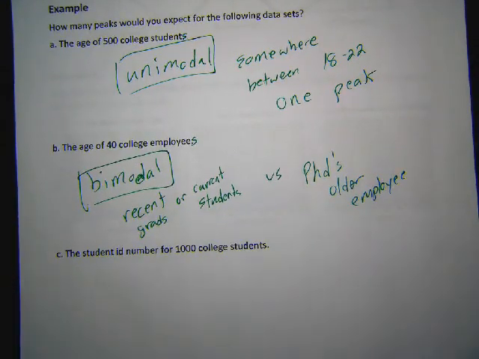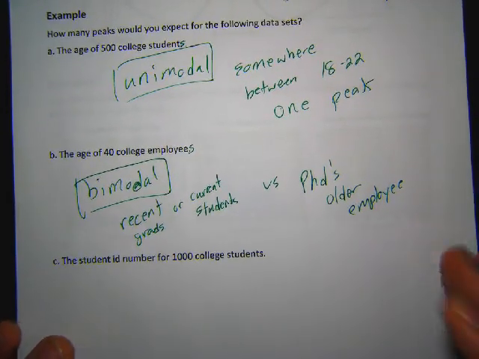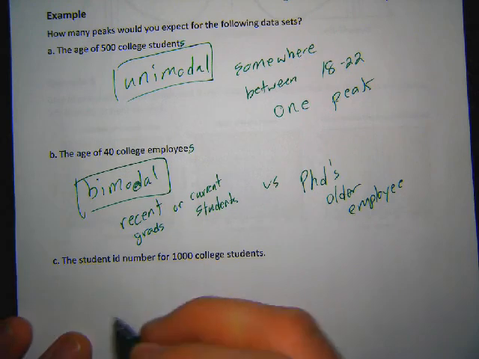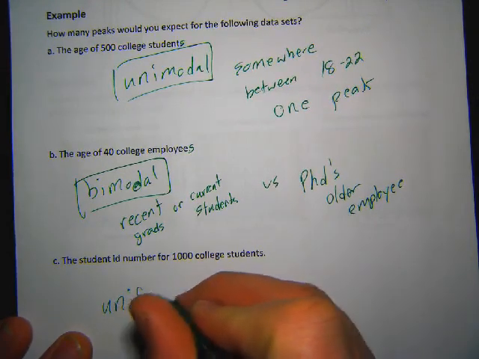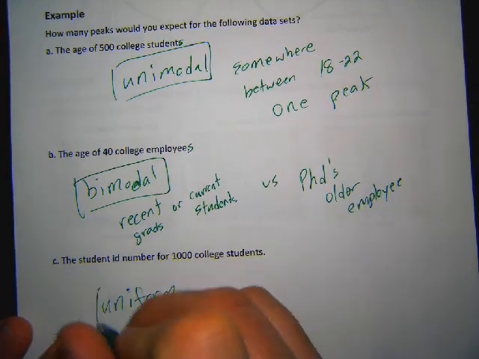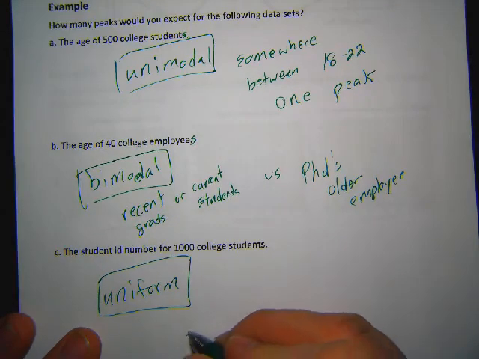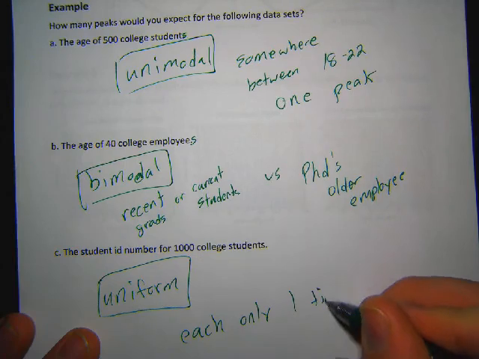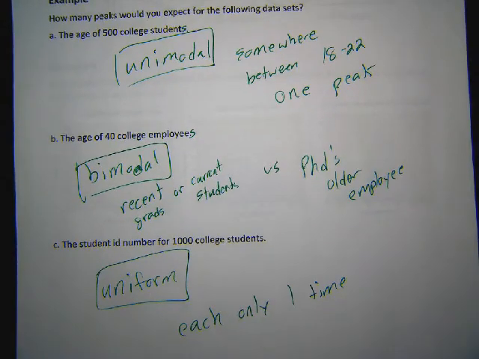Last one here, I have a student ID number for 1,000 college students. Well, each college student gets a different ID number, so every ID number is going to show up exactly once. So this is going to be uniform. There's nothing that's going to be more common because there's not going to be one that happened more than once. Each only one time. Anything you can think of where there's no reason for any kind of peaks. It's all just going to be about the same amount the whole time. That's going to be uniform.